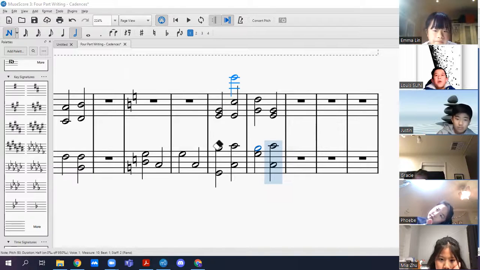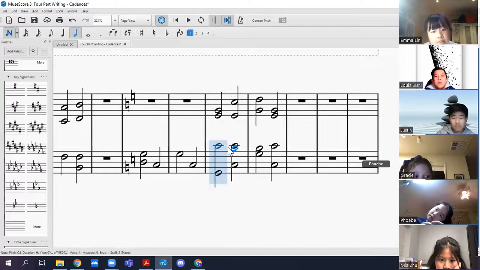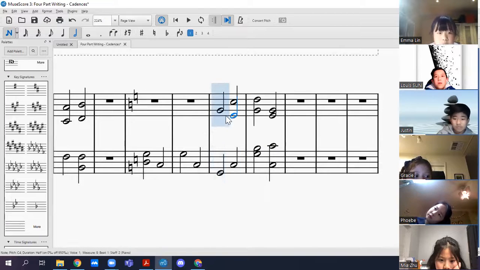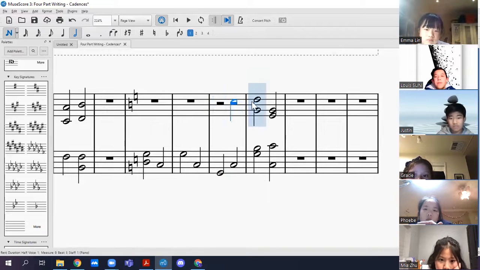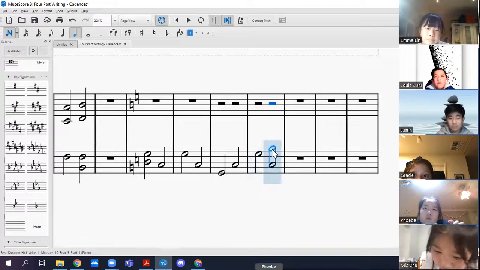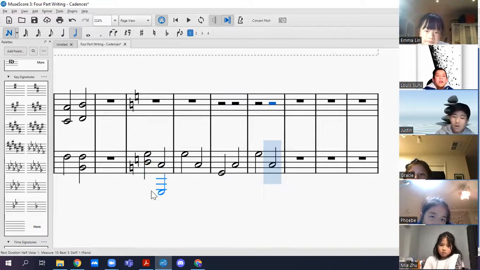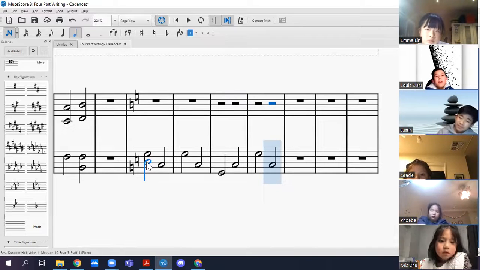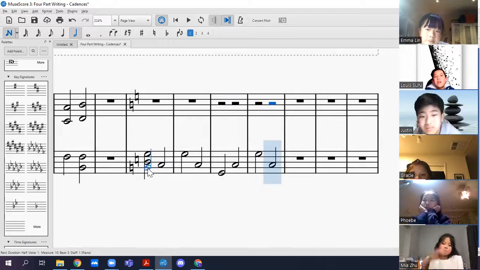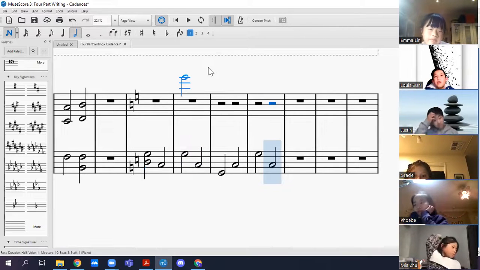So we know about those mistakes. In here, the mistake was that the bass was not singing the correct note, and also that the tenor was below the bass.